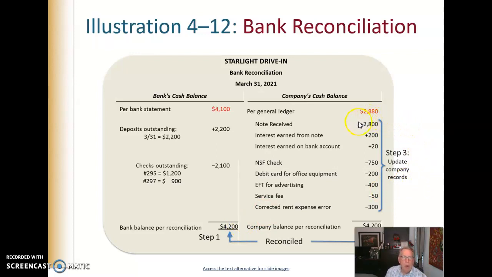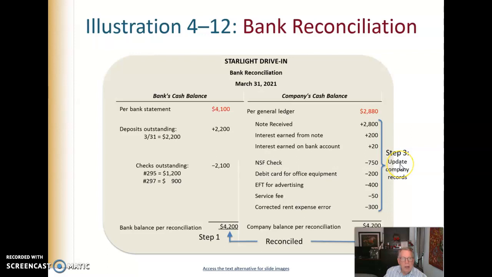Over on the company side, a whole bunch of stuff went down. They received a note for us, $2,800, but as they indicated, $200 of that was interest earned. They recorded $3,000 here. And we also had our running balance in our checking account. Companies get interest on that generally, and we got $20 for that. However, one of the checks that we recorded went bad.